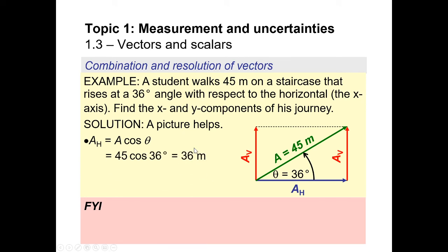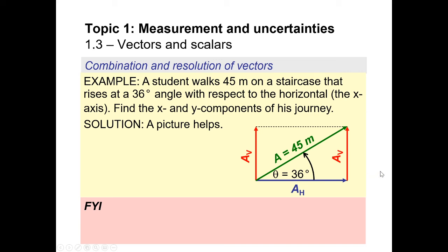We've just got this one slide to go. We'll just do this one quickly, but it's just a review of the grade 10 math. A student walks 45 meters on a staircase that rises at a 36-degree angle with respect to the horizontal, the x-axis. Find the x and y components of his journey.